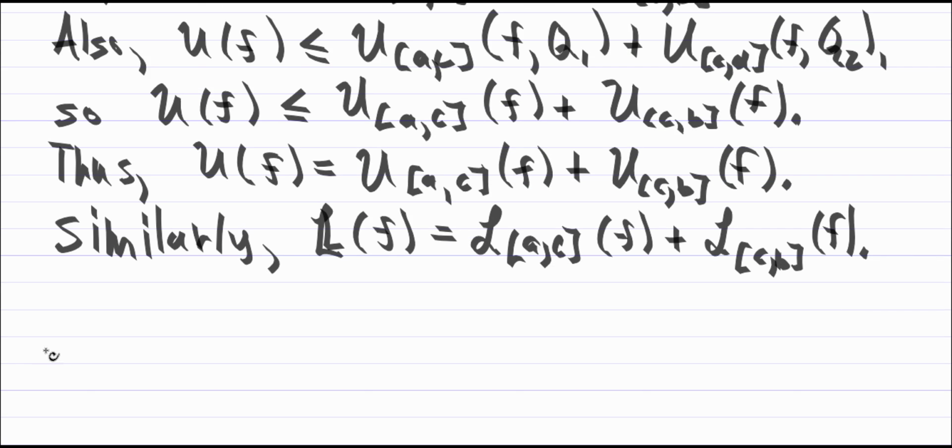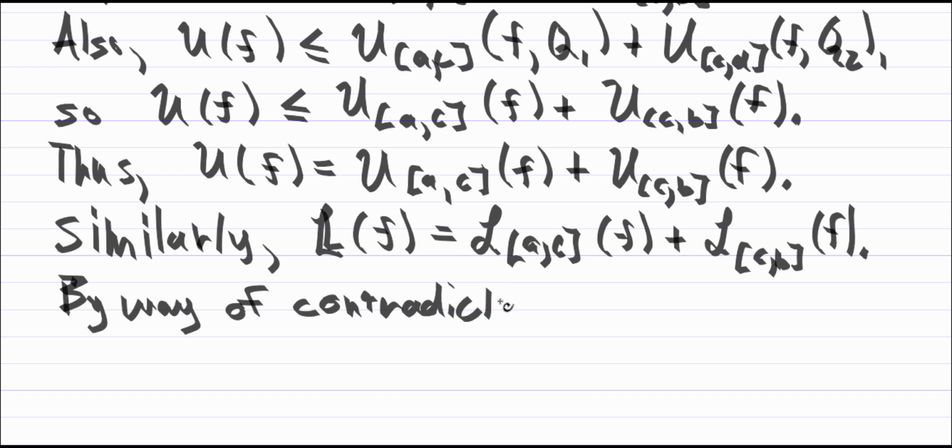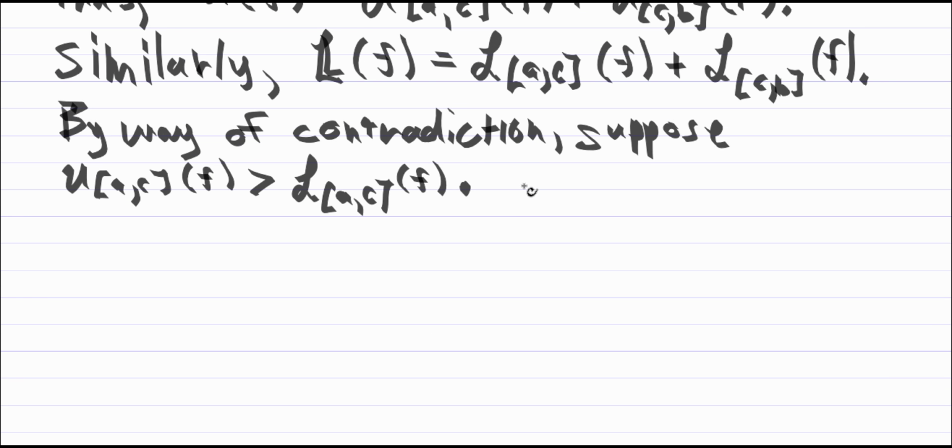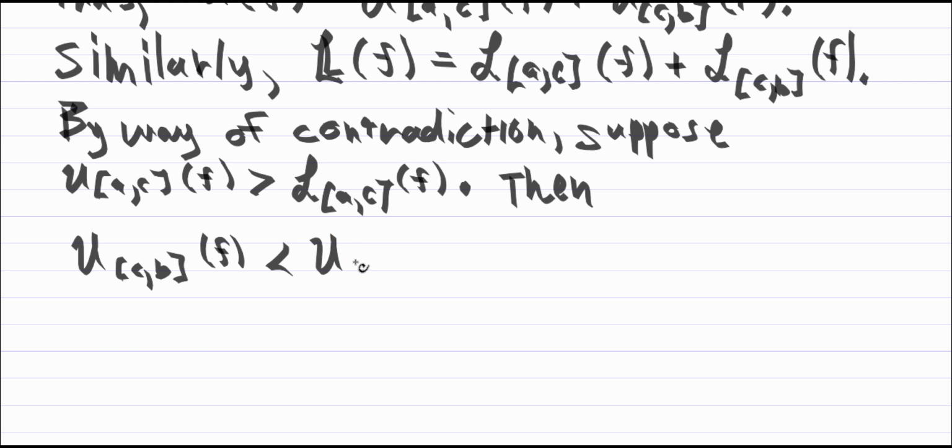And now here's what we do. By way of contradiction, suppose U_AC(f) is strictly greater than L_AC(f). And similarly, by symmetry, we could do the same thing with U_CB, and we'll arrive at a very similar contradiction. So this is, without loss of generality, something that we can assume by way of contradiction. That is, these integrals don't coincide. Then U_CB(f) is less than U_AC. That is, I'm going to add the difference between these.